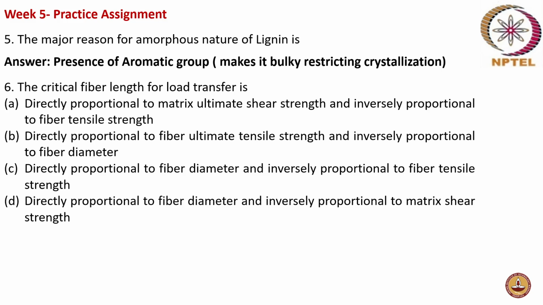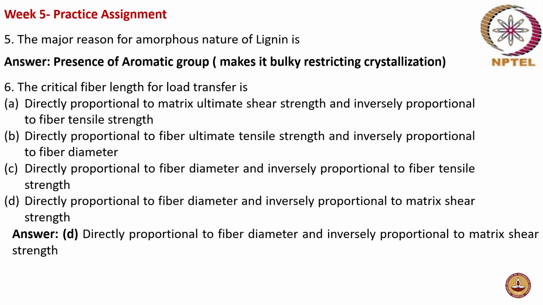Okay, so shall I reveal the answer? Yes, ma'am. Directly proportional to fiber diameter and inversely proportional to matrix shear strength. Okay, so this is the formula. So critical fiber length is equal to diameter of the fiber. So the smaller the diameter, the better it can take the load. And also it is directly proportional to the ultimate fiber strength, because the more stress the fiber is able to take, the better is the fiber, right?